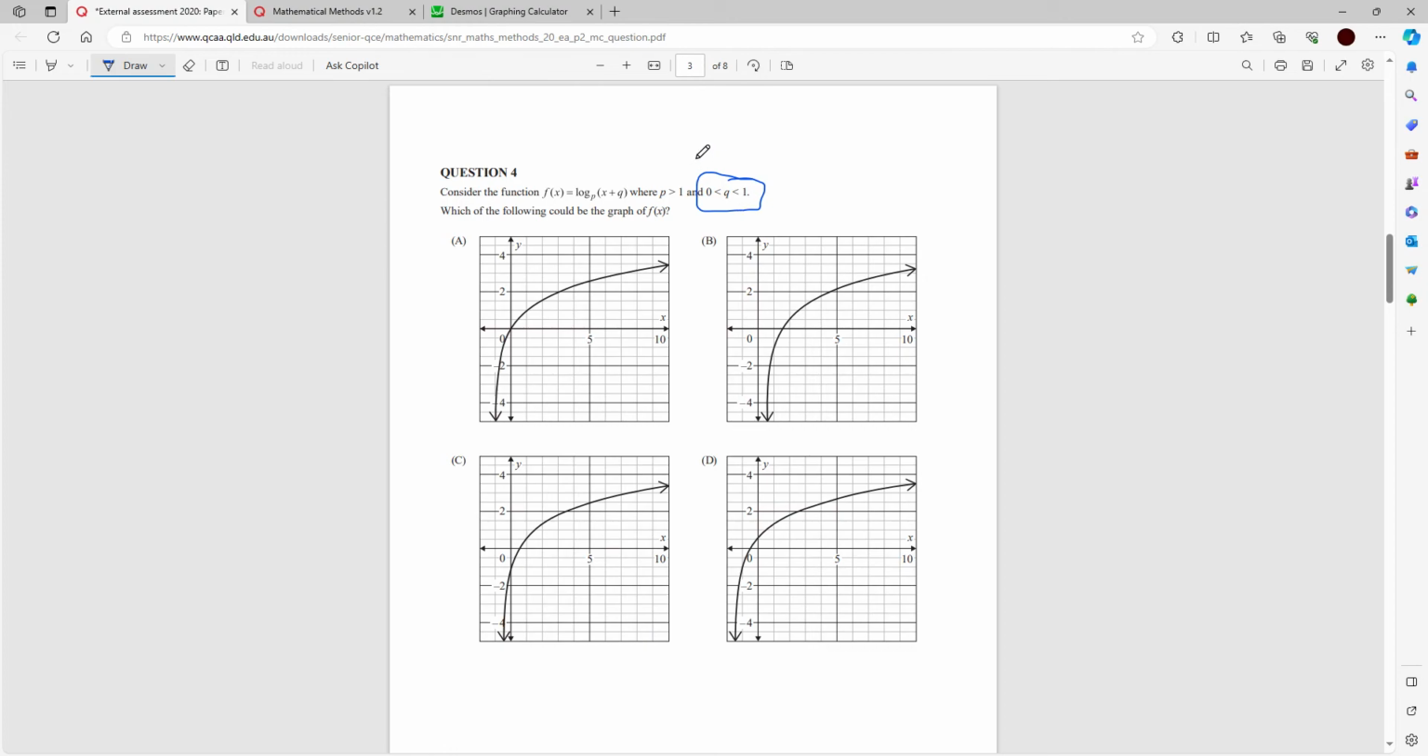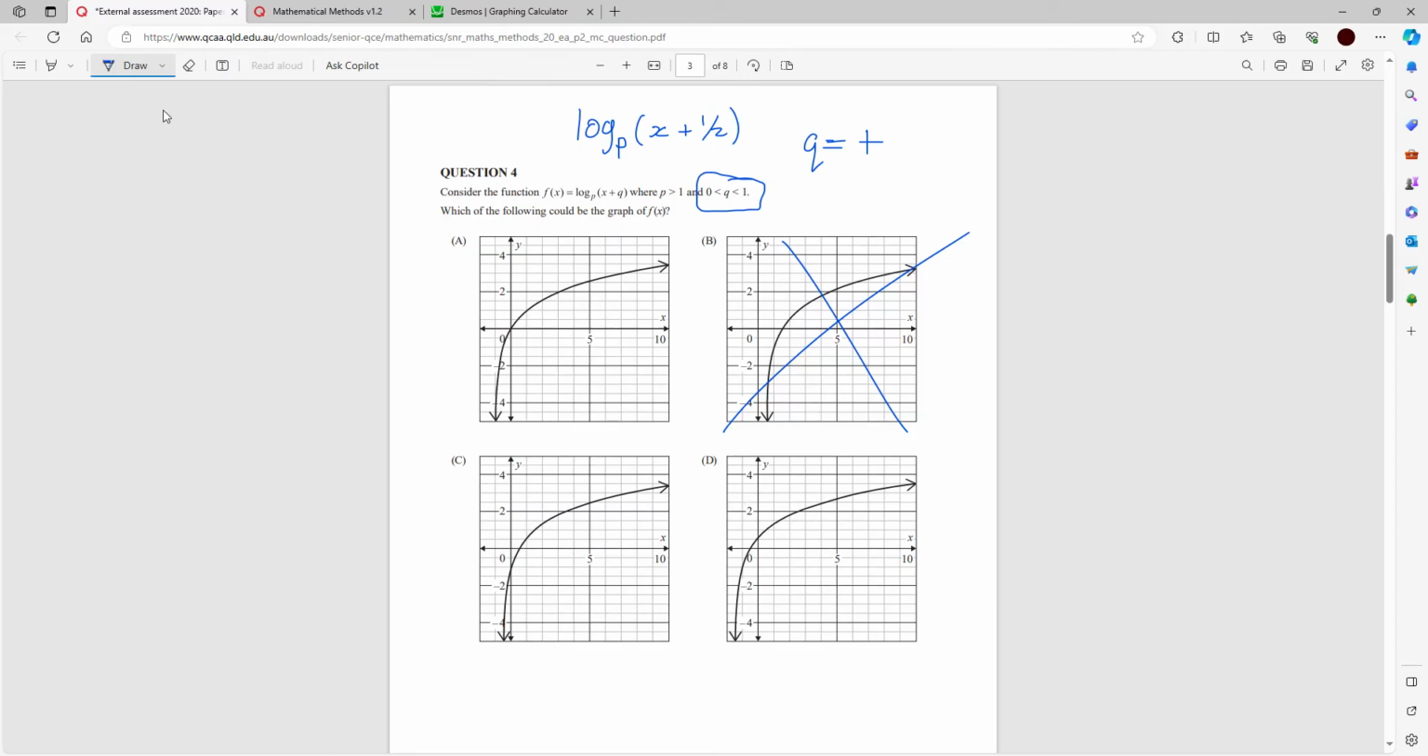q affects the horizontal translation. So q is a positive number, and it's smaller than 1. So for example, if I had log base p still, and let's go x plus a half, it's going to go a half in the negative direction because it's counterintuitive. So any function that moves to the right, so in the positive region, is not our answer. Okay? So for example, B isn't our answer straight away. But these ones here could perhaps be it.